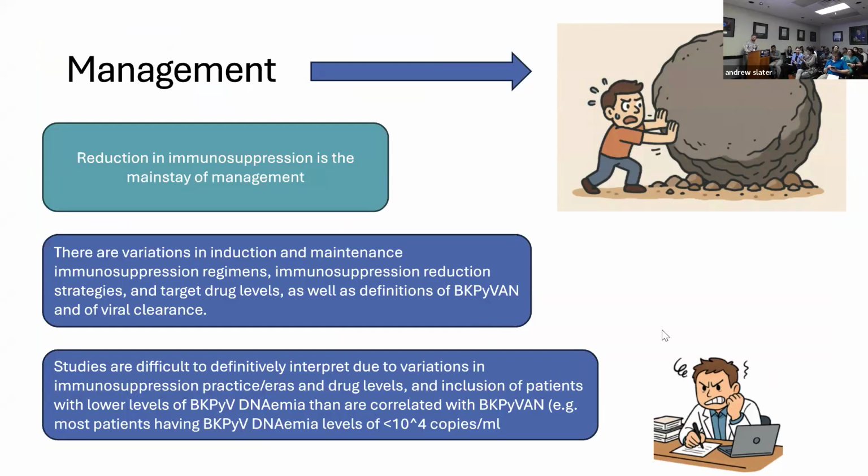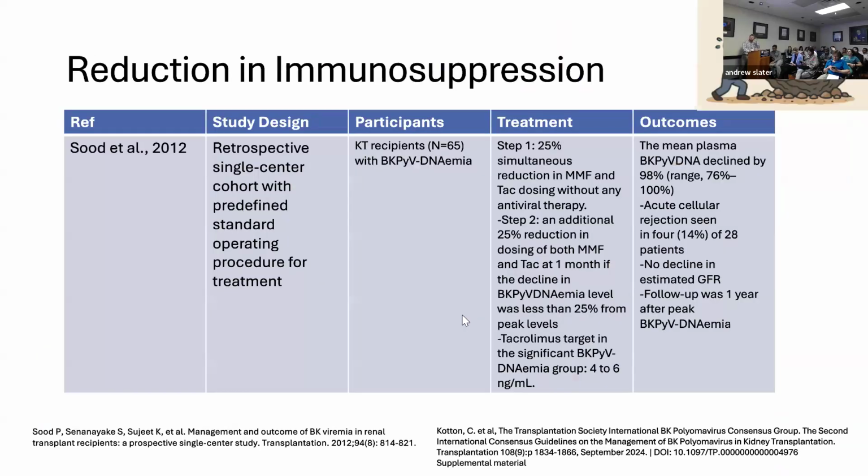So let's talk about management. Reduction in immunosuppression is the mainstay of management. There are variations in induction and maintenance immunosuppression regimens. This makes it tough, right? We're rolling the boulder up the hill. We're frustrated. Immunosuppression reduction strategies are different. Target drug levels are different between centers, et cetera. And this makes it very difficult to interpret the studies and then create guidelines.